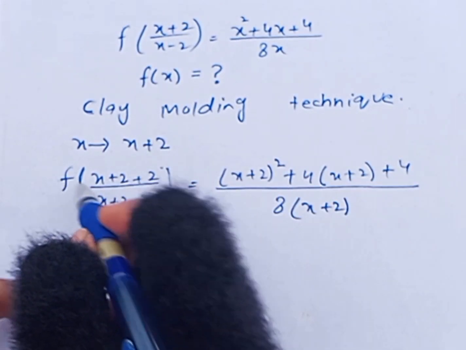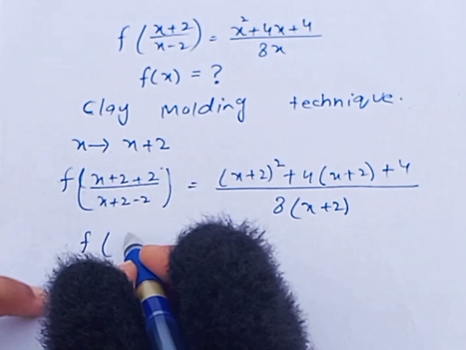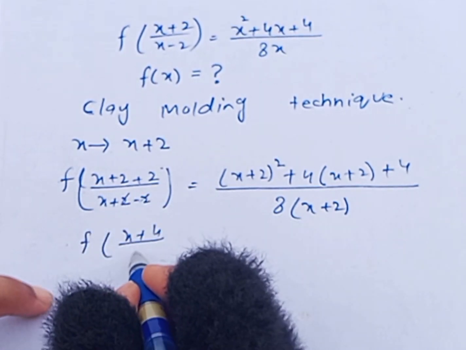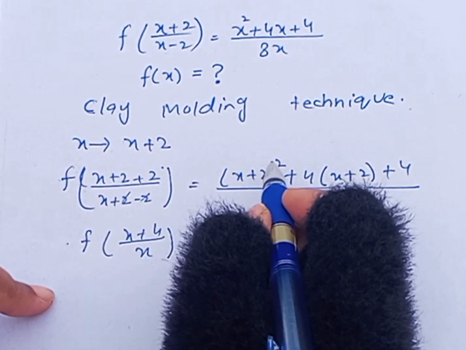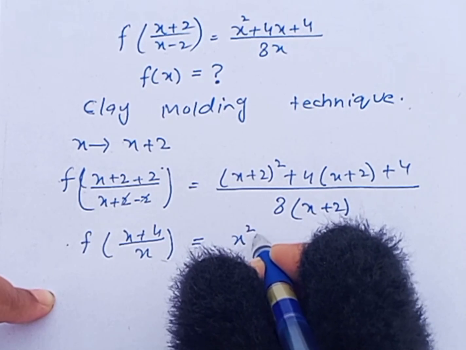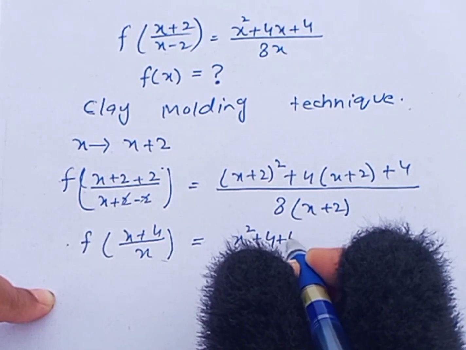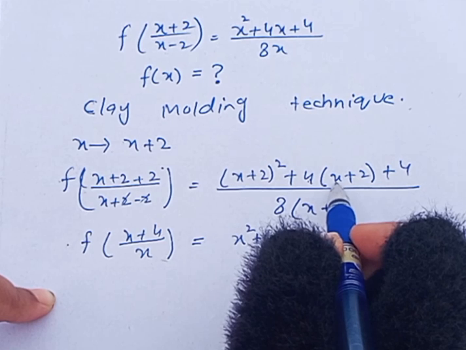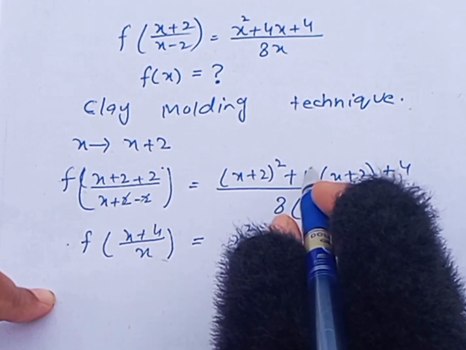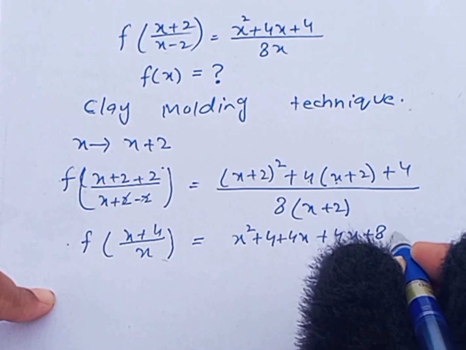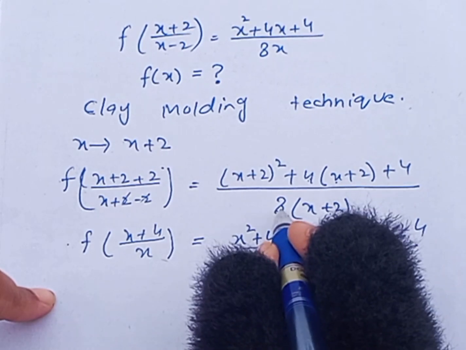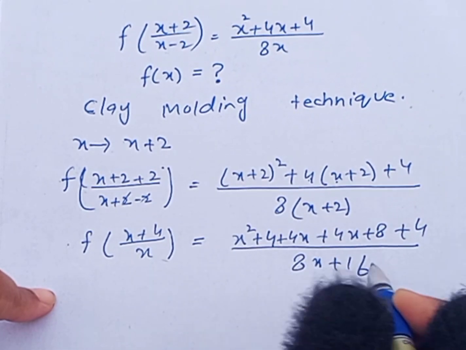Now look at the left hand side, this will become f of x plus 4, and plus 4 and minus 4 will cancel, we just get x. And this is (x plus 2) whole squared, so this will become x squared plus 4 plus 4x, and now in the next step multiply this 4 by this value. This will become plus 4x, multiply 4 by 2, we get 8, plus 4, and the denominator multiply 8 by x, we get 8x, and multiply 8 by 2, we get 16.